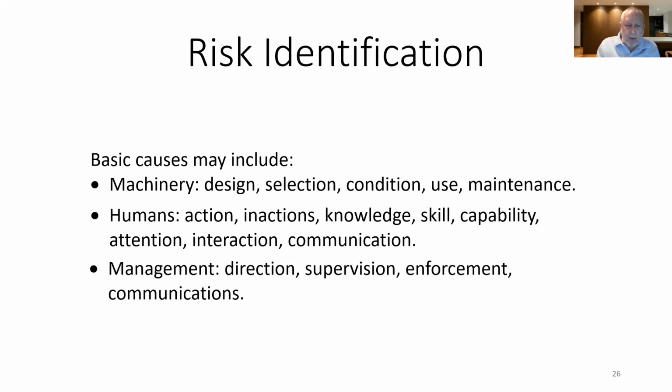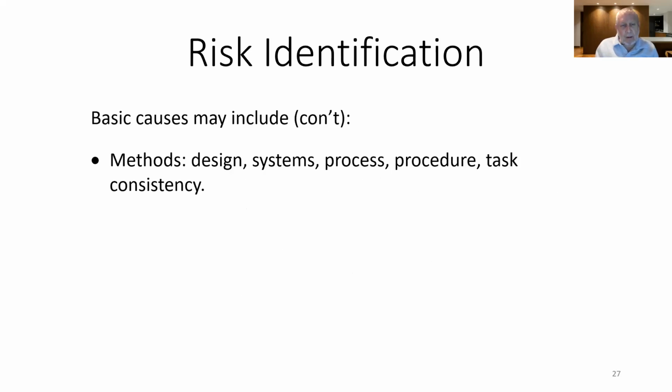Management, they can be a problem too. Their direction can be wrong, supervision might be bad, enforcement might be non-existent, or the communication might not be there. These are all things that can happen. Methods: design, method, the systems, the processes, the procedures, task consistency. Are we doing it the same way all the time? That could be a problem too.